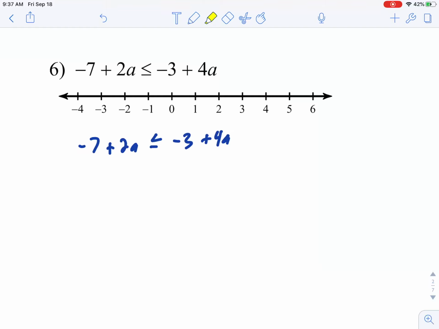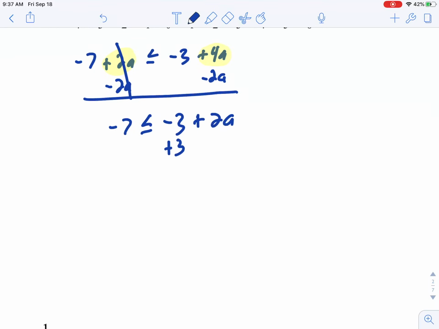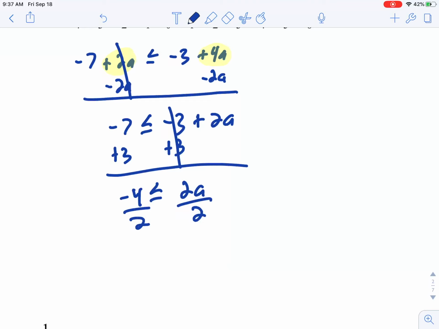Now what we have here is a variable on both sides of the inequality, just like both sides of the equal sign. If it were an equation, we've got to get them together. So I'm going to go ahead and subtract 2a on both sides. Negative 7 is less than negative 3 plus 4a minus 2a, which is positive 2a. Now I want to isolate the variable, so I'll go ahead and add 3 to cancel out that negative 3. Negative 7 plus 3 is negative 4, less than or equal to 2a. Finally, divide by 2. I'm dividing by a positive here, so I do not need to flip the sign around. Negative 4 divided by 2 is negative 2.